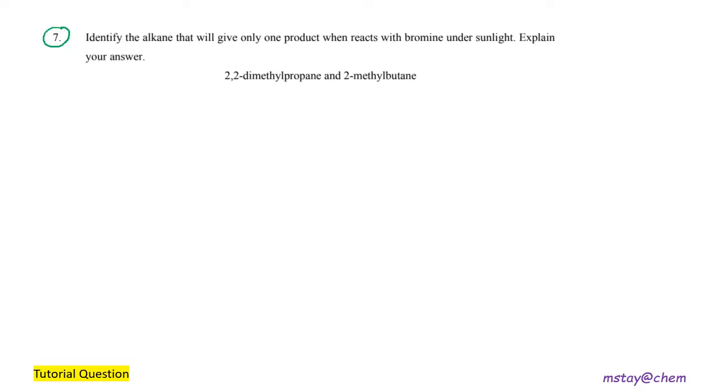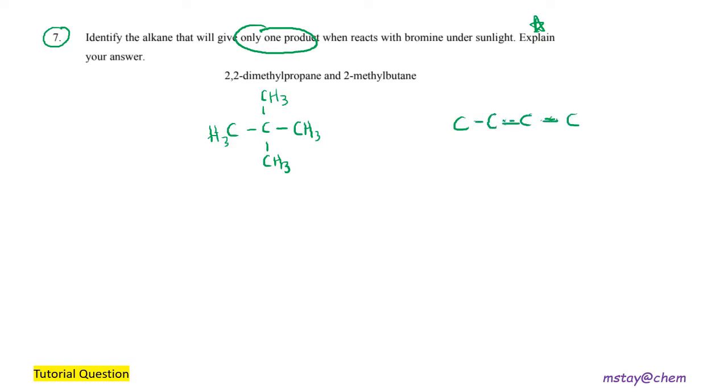Identify the alkane that will give only one product when reacted with bromine under sunlight, and then explain your answer. So 2,2-dimethylpropane, let's draw the structure. Propane has 3 carbon, and then there are 2 methyl groups at the second carbon. So we complete the structure with the hydrogen. The next one is 2-methylbutane. Butane consists of 4 carbon. The second carbon is attached to the methyl group. Then as usual, CH3, CH, CH2 and CH3.